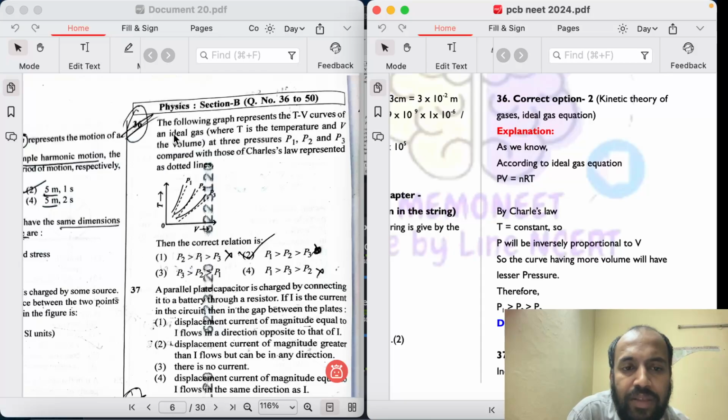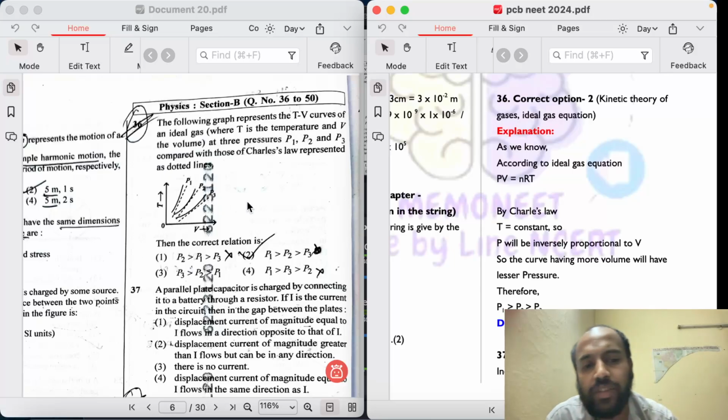Let's just remember this and look into the question. The following graph represents the TV graph, that means temperature versus volume curve of an ideal gas. So PV is equal to nRT, at 3 pressures, P1, P2 and P3, compared with those of Charles' law, represented by a dotted line. You can see that these are the values that have been given. You have to find out the relation between the pressures P1, P2 and P3.